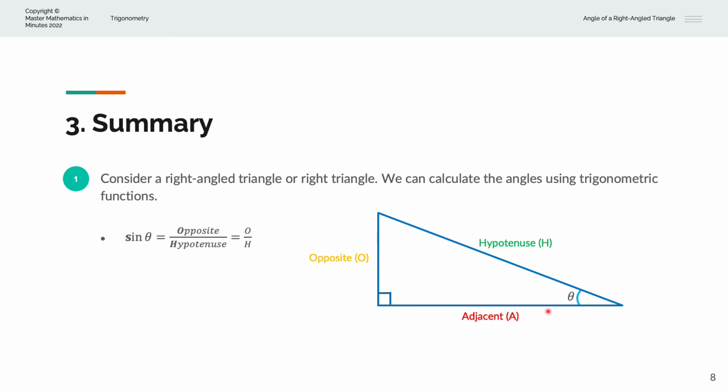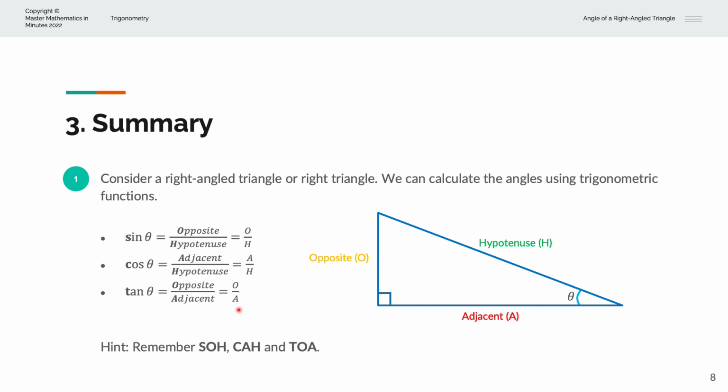So the sine of theta is equal to the opposite side over the hypotenuse, or O over h. And the cos of theta is equal to the adjacent side over the hypotenuse, or A over h. And tangent of theta is equal to the opposite side over the adjacent side, or O over A.